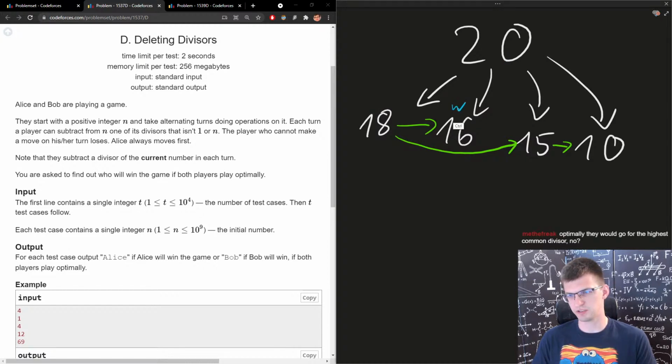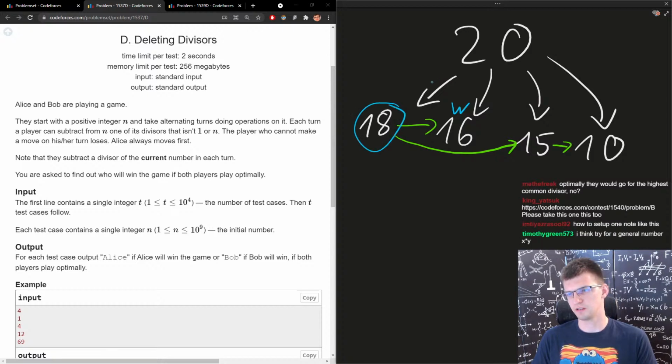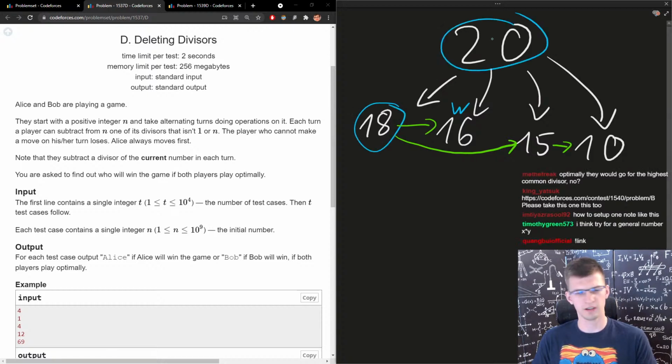But maybe 16 is winning. Because, for example, from that you can get to 8 or something, and 8 is losing. Then can I say something about 18? Or about 20? I cannot.